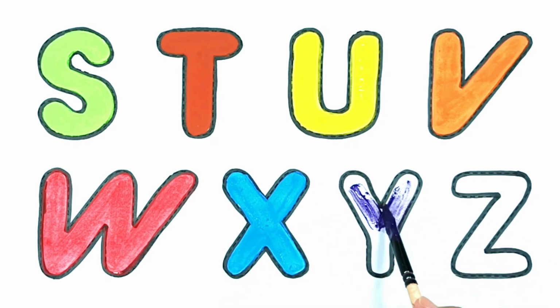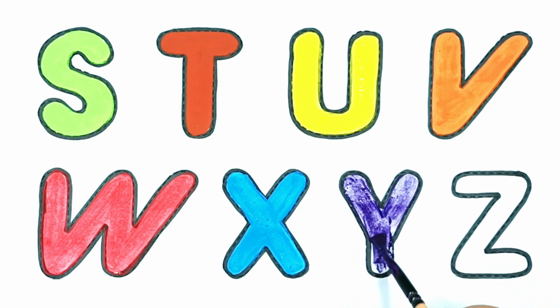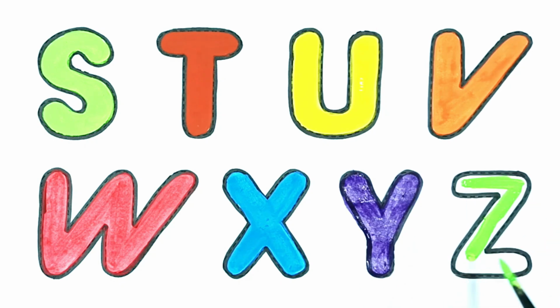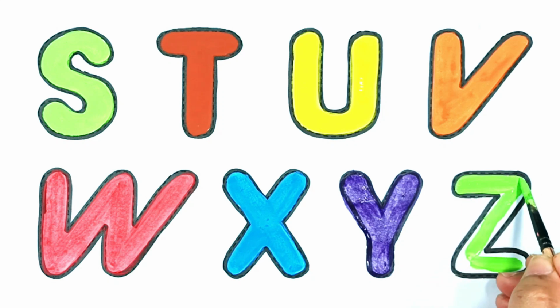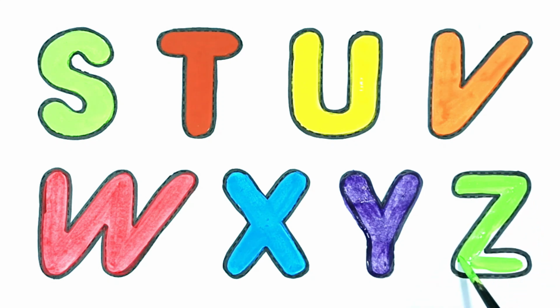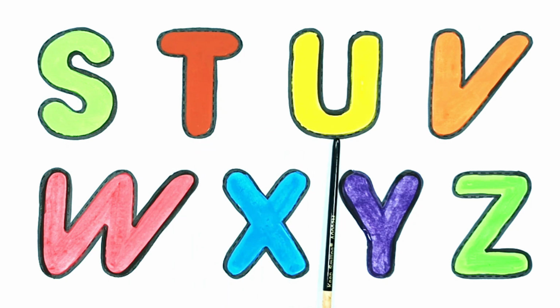Y for yo-yo. Y for yacht. Y is for you, now you know how it goes. Z for zebra. Z for zebra. Z is for zipper, open and closed. S, T, U, V, W, X, Y, Z.